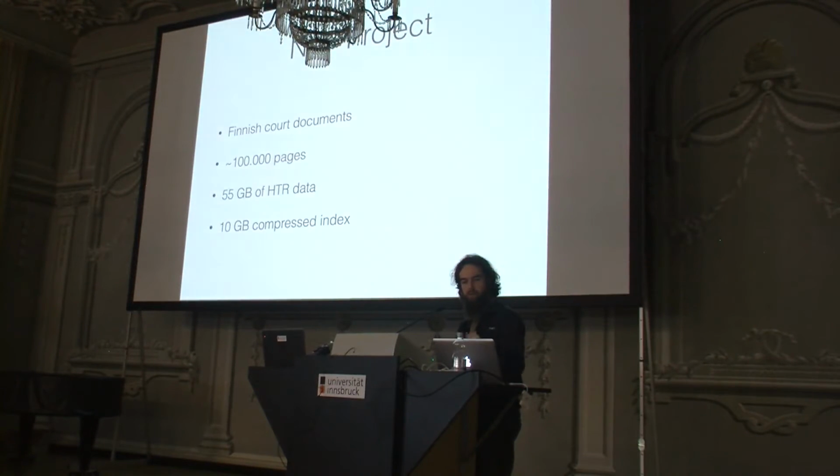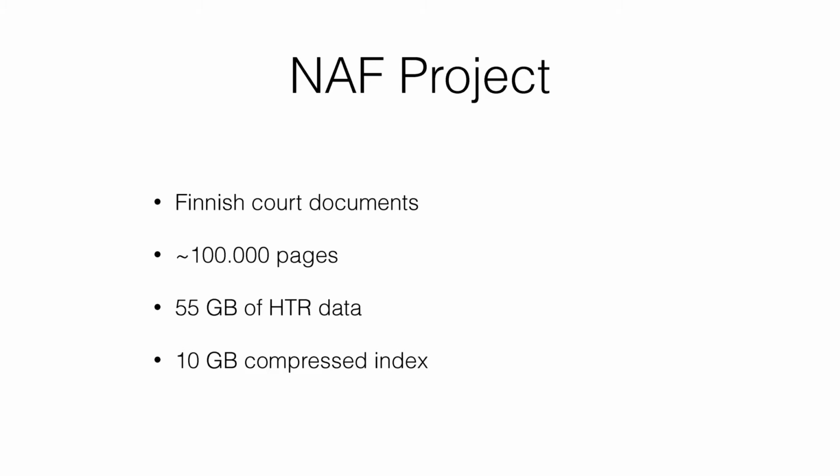And the current project that we have for this is the project for the National Archive in Finland, which contains over 100,000 pages of Finnish court documents. And the original text recognition data is something like 55 gigabytes of data, which we were eventually able to compress down to just 10 gigabytes and store in our index for quick searching.